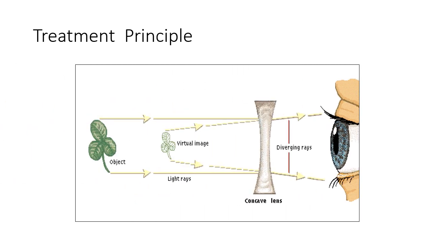Again, this is a picture. The object is this, green leaves, 3 leaves. The rays coming from this, as they pass through a concave lens, will have a divergence effect. But when the rays are traced backwards, you can have a virtual image in front of the eye. And that virtual image will be seen by the eye because that virtual image is at the far point of the eye.